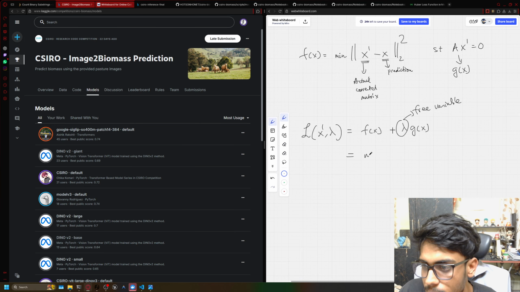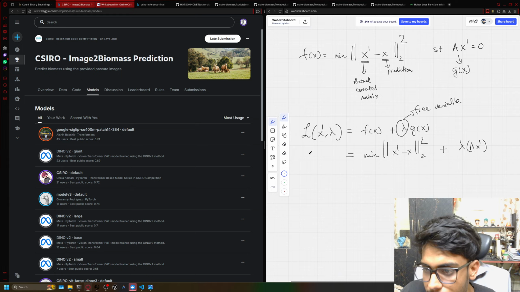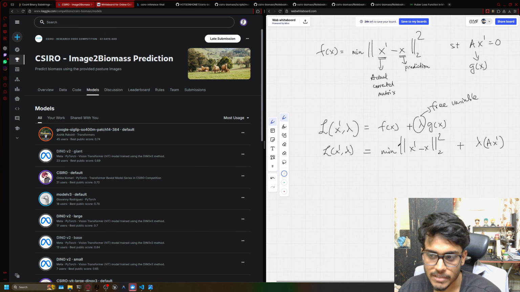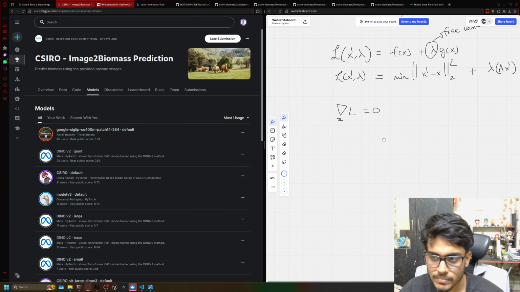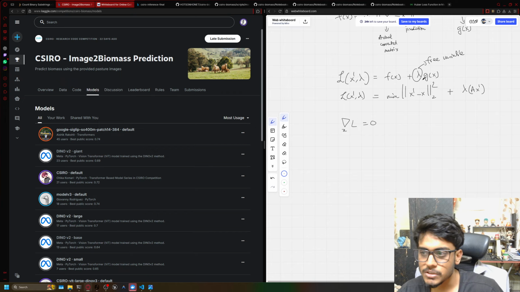So now my Lagrangian equation will become: minimize the L2 norm of x prime minus x, plus lambda times A x prime. When I'm writing into this Lagrangian form, that means when I take the gradient of the Lagrangian with respect to x, that should equate to 0. That basically means these two equations are satisfying the Lagrangian, so this whole equation should be equal to 0.